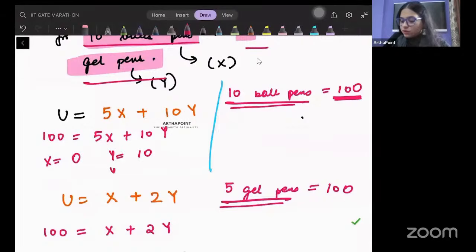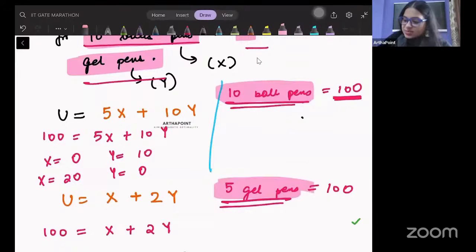And if I put y as 0, my x will be 20. So the ratio in which I will be consuming good x and y will remain the same. Either you double the ball pens, you give me 20 ball pens, or you give me half of the gel pens, 5 gel pens. And from here also I get the same. Either you give me 20 ball pens, or you give me half of the gel pens. You give me 10 gel pens.